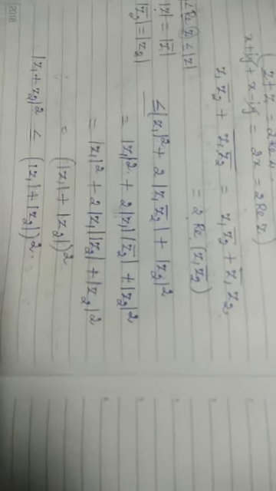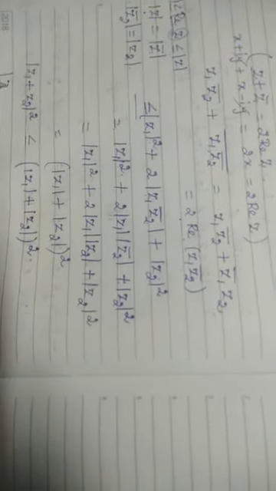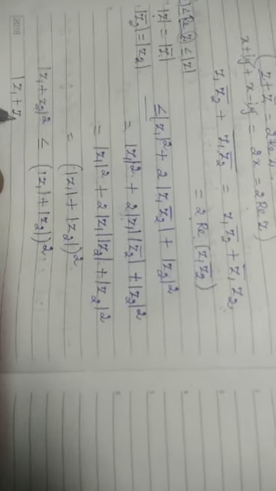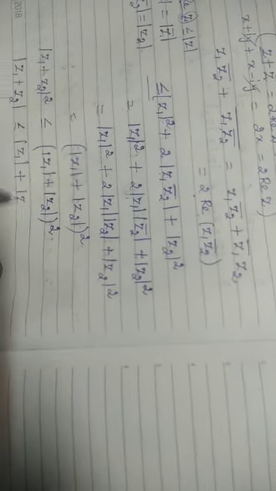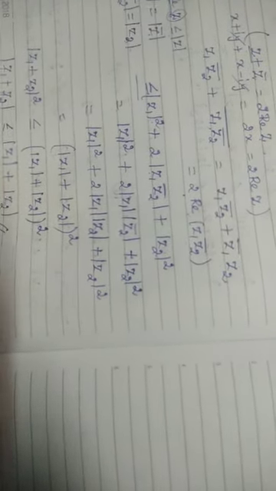If you remove the square on both sides, you will get modulus of z1 plus z2 is less than or equal to modulus of z1 plus modulus of z2. So this is the required inequality.